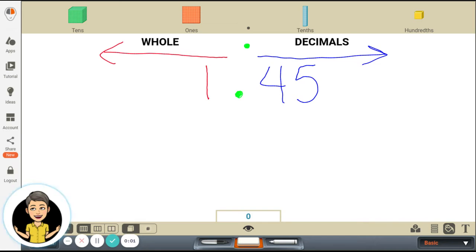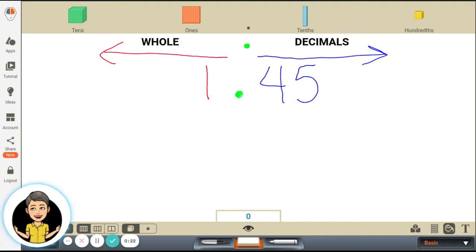Hi, today we will be reviewing how to read a whole number with a decimal and how to analyze and explain the place value of the digits that compose a number.